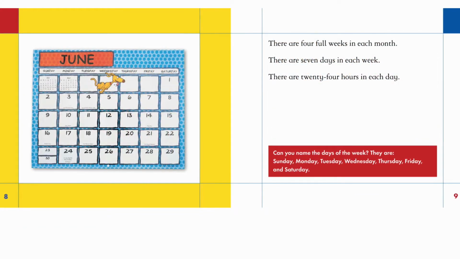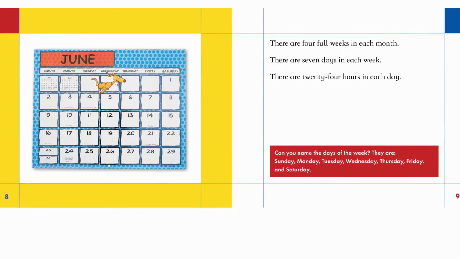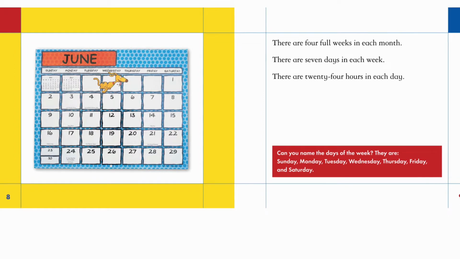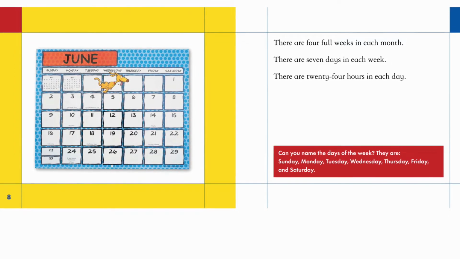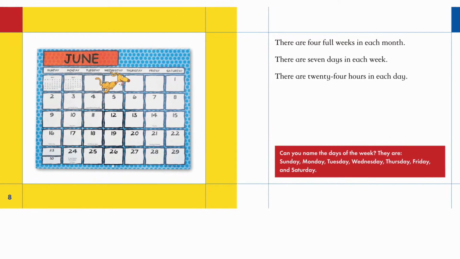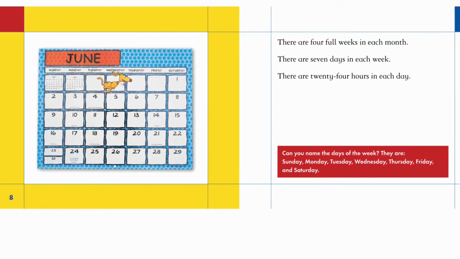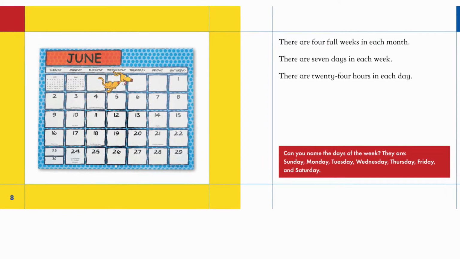There are 4 full weeks in each month. There are 7 days in each week. There are 24 hours in each day. Can you name the days of the week? They are Sunday, Monday, Tuesday, Wednesday, Thursday, Friday, and Saturday.